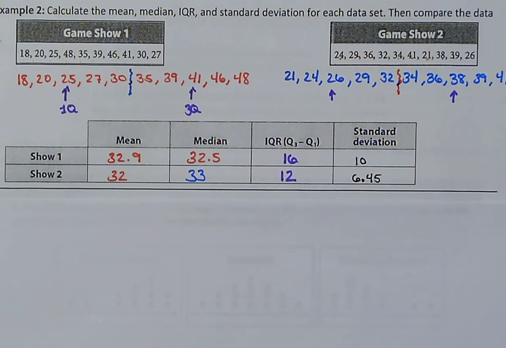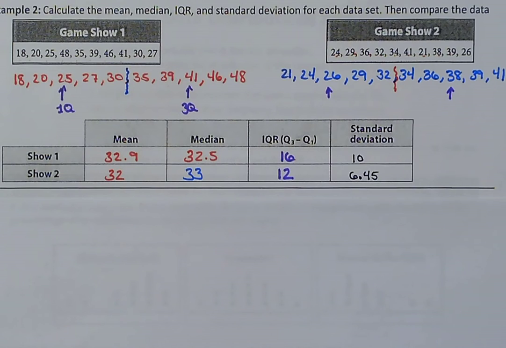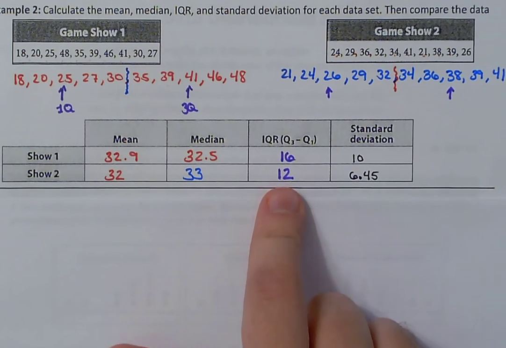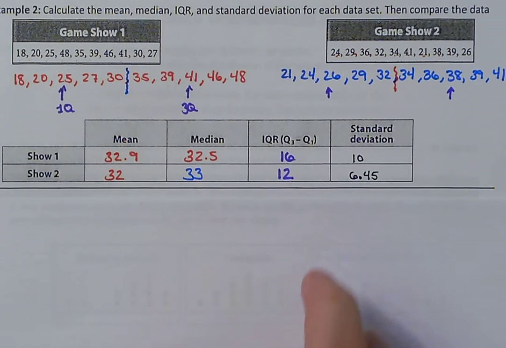So we went through and calculated the mean, median, IQR, and standard deviation. It would want you to go through and compare the data, so which one has a larger mean or median, IQR, or standard deviation, which one has a smaller data set, which one's closer together. If the numbers for IQR and standard deviation are smaller, that means the data set is closer together. The larger those numbers are, the more spread out the numbers are, and not how close they are to each other. So, with that said, that is how we do example 2.